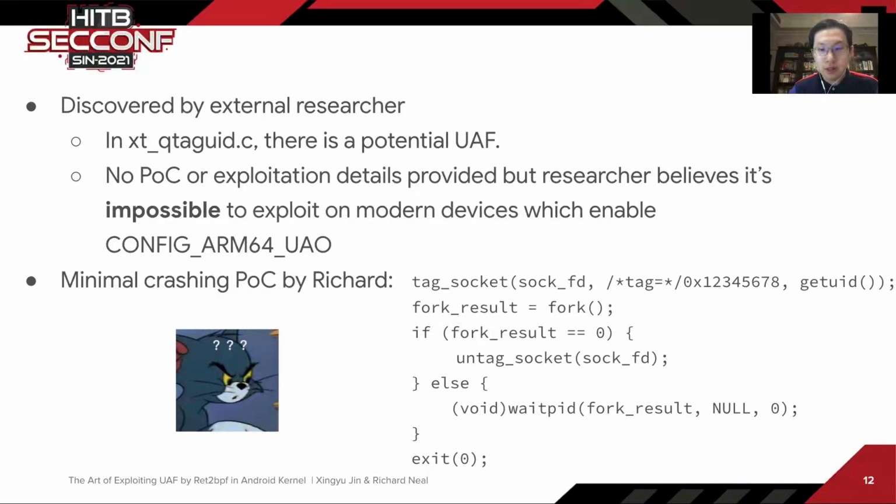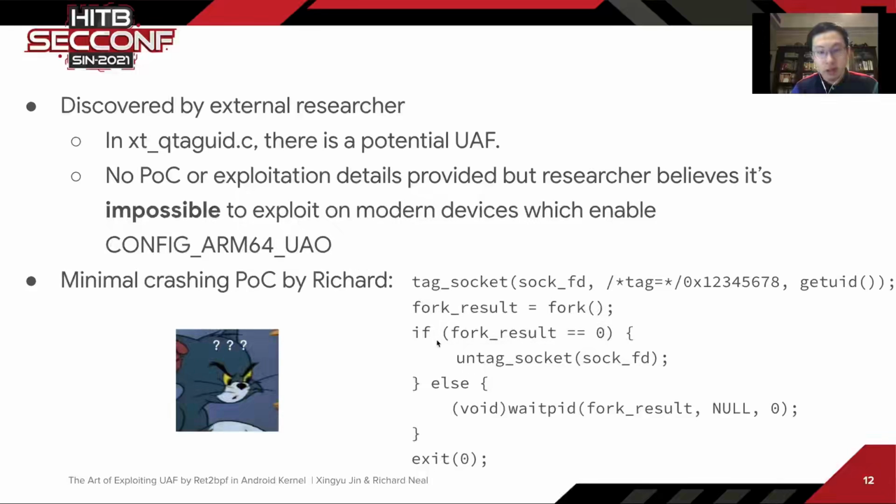Thus, the Google Android security team decided to investigate the likelihood of exploitation of this vulnerability and see if it still works on modern Android devices. When the bug was reported to Google, Richard quickly wrote a minimal POC for a kernel crash. As you can see, it's very simple. Just tag the socket, untag the socket from a child process, exit the program, and the kernel crashes.